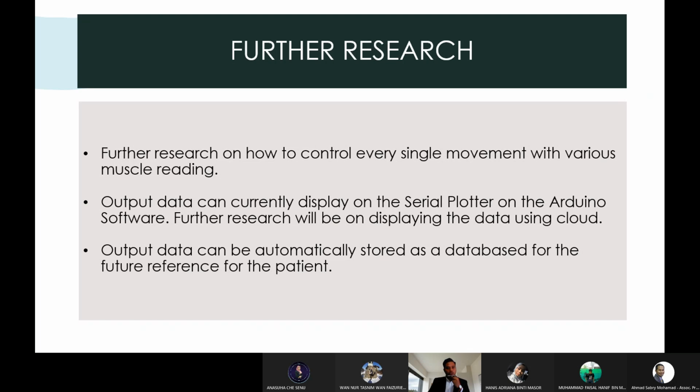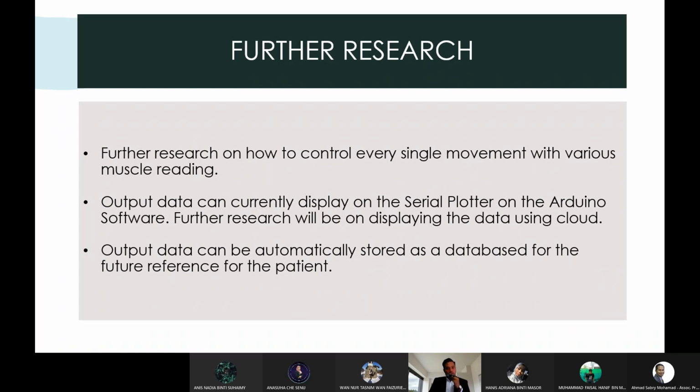For the further research on how to control every single movement, there are few developers that develop the sensor that can detect the muscle activity, various muscle activity to produce various output, but it will cost a lot.